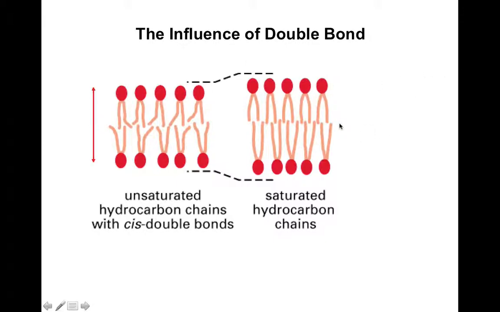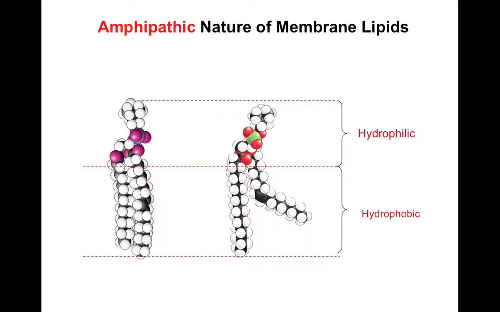Also, you can see that because these chains are shorter because of the kink, the membrane is thinner. And when you look at the saturated hydrocarbon chains, you can see membranes containing mostly saturated hydrocarbon chains are much thicker. Membrane lipids are amphipathic, which means that one part of it is hydrophilic, namely the head, and the other part is hydrophobic, which is the tail.